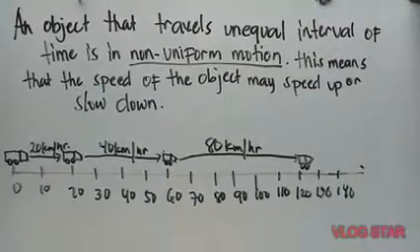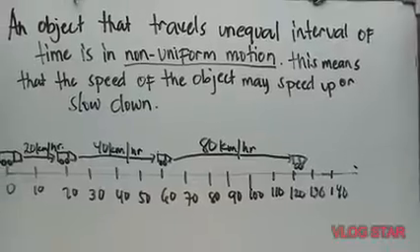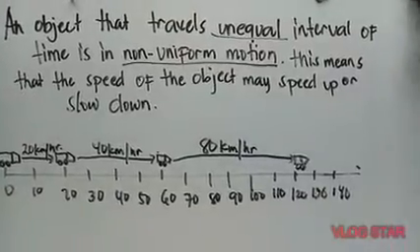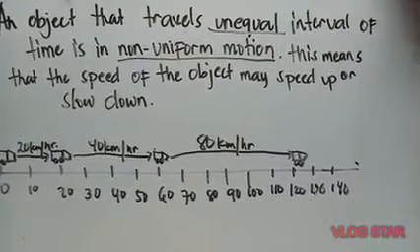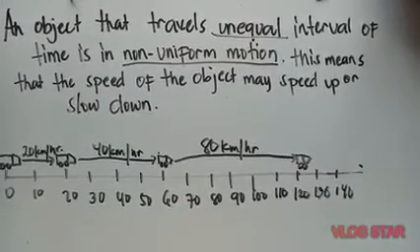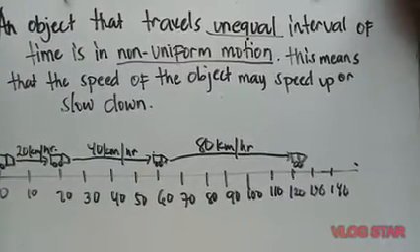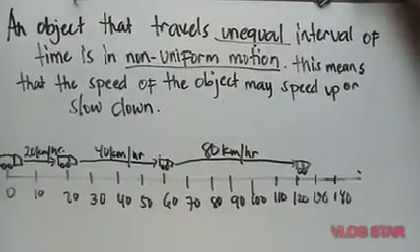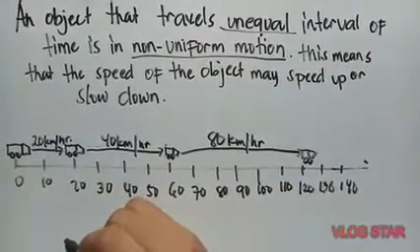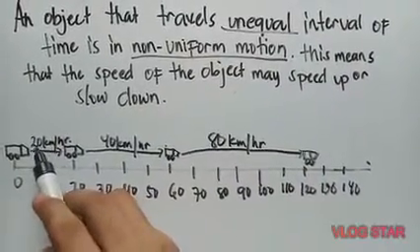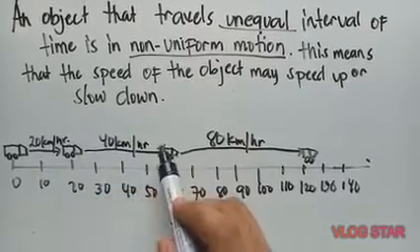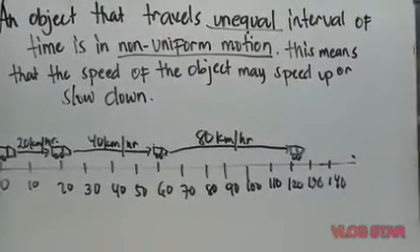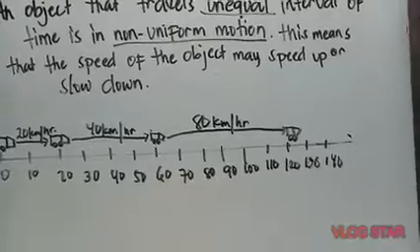An object that travels in equal intervals of time but at unequal speeds is non-uniform. From the word unequal, it is non-uniform because they differ in time interval or speed. This means that the speed of the object may speed up or slow down. Just like in the given example, in the first hour, 20 kilometers per hour. For the next hour, 40 kilometers per hour. And for the third hour, 80 kilometers per hour.